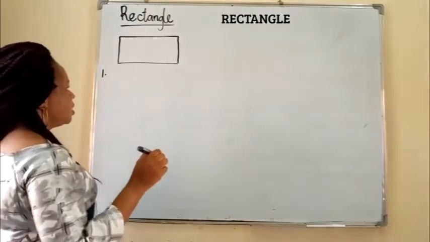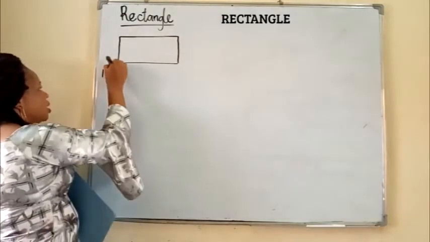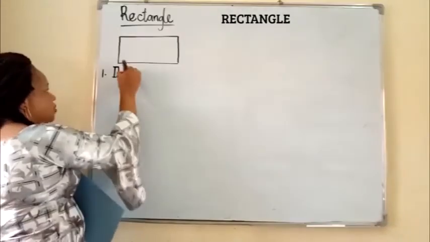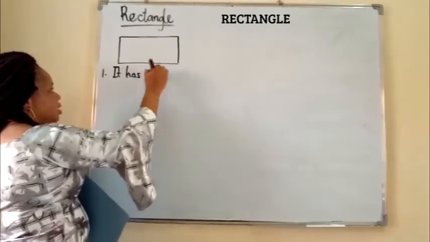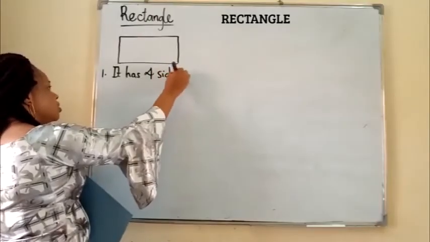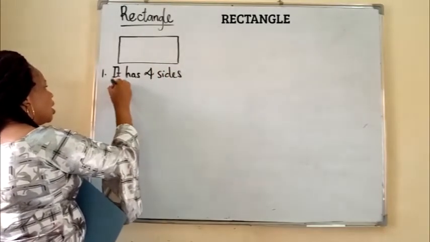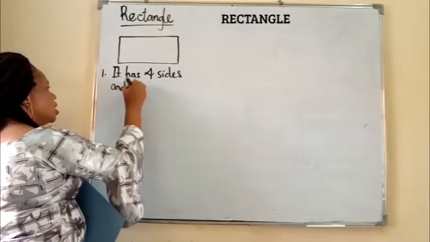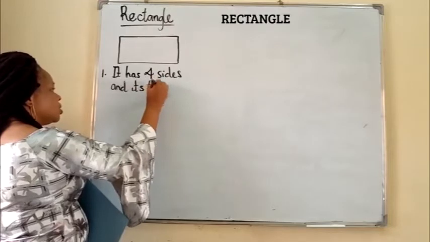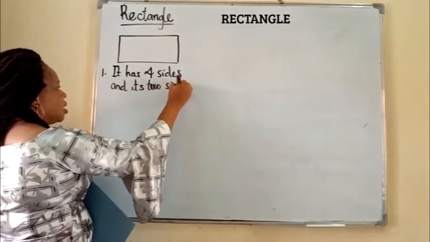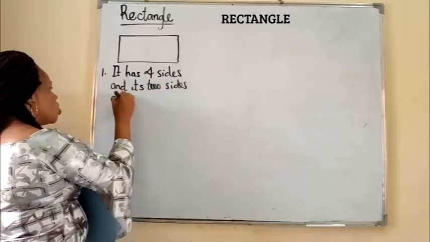One of its properties is it has four lines, I will say four sides. It has four sides and its two opposite sides are equal.